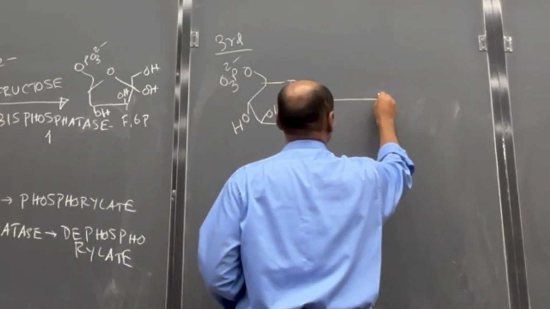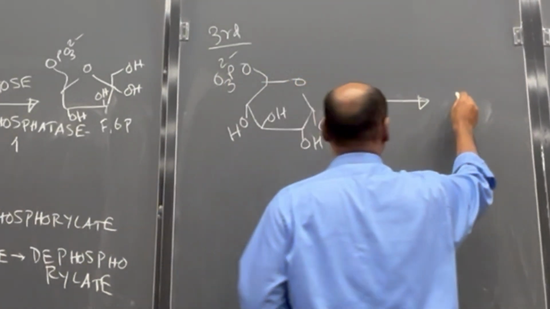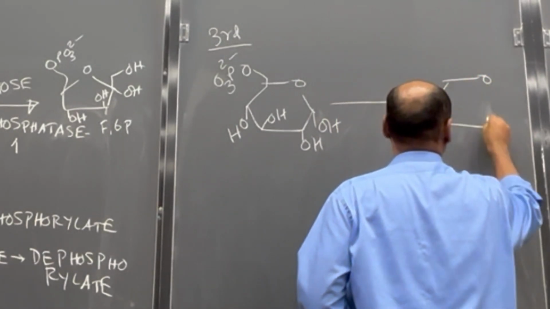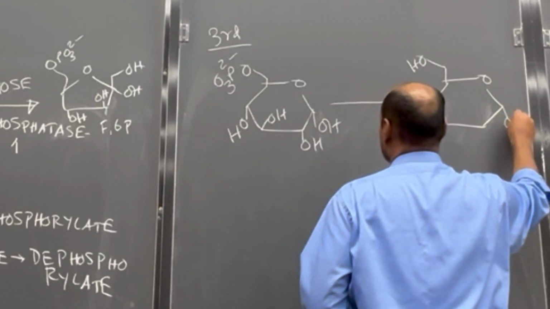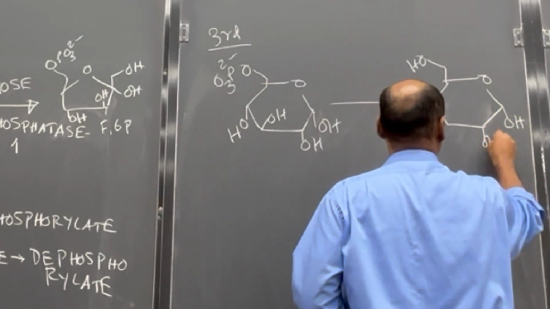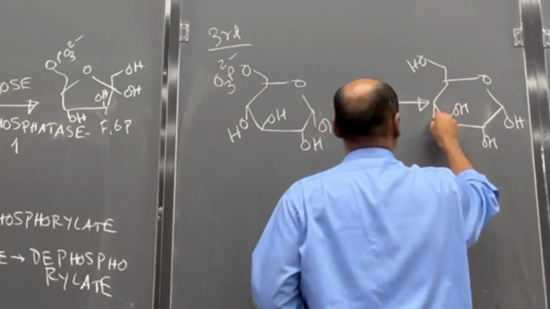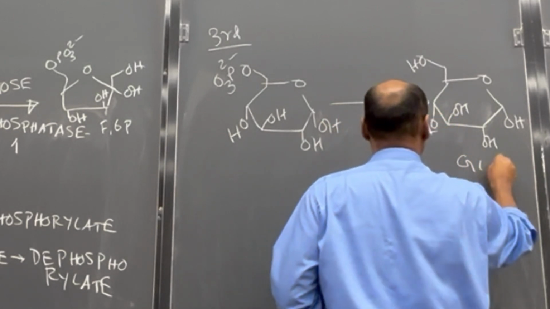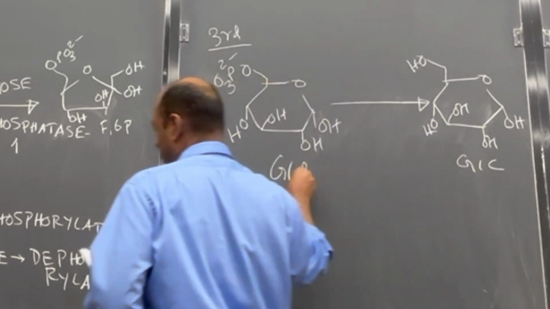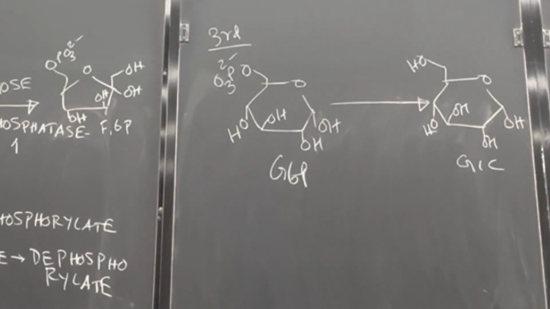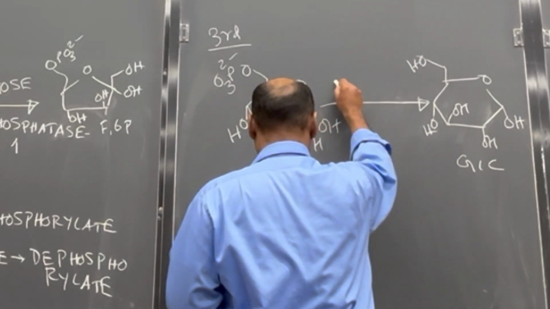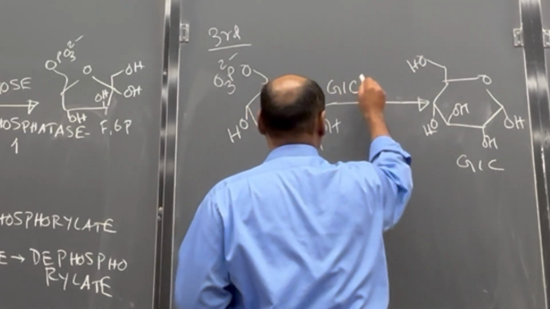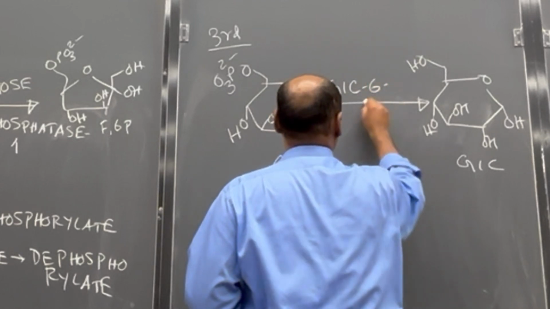Right? And we need to make glucose. So just get OH back. Okay, so that's your glucose and G6P. So what enzyme are we going to use in this? Phosphatase, right? Phosphatases will hydrolyze this bond, the phosphate ester. So we will just use glucose 6 phosphatase, G6Pase.